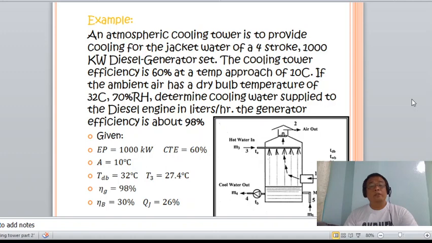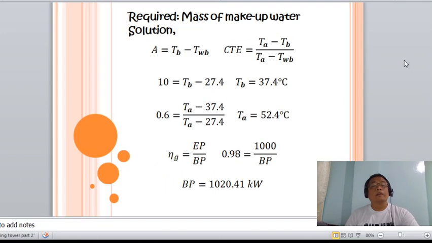So the generator efficiency is about 98%. Okay, so class, this is the given. The combined power is 1,000 kilowatt, approach is 10, cooling tower efficiency is 60, the dry bulb temperature is 32, the wet bulb temperature is 27.4, generator efficiency is 98, brake thermal efficiency is 30, and the heat carried by the jacket water is 26%. Okay, so let us now come to the solution of this.